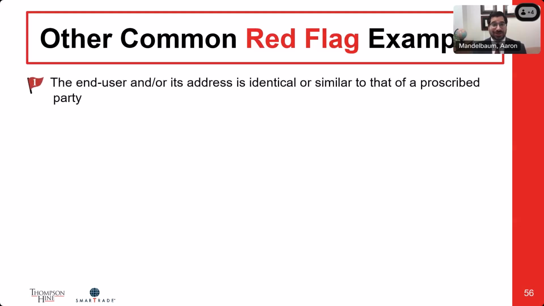If you have an end user whose address is identical or similar to that of a prescribed party, for sure you need to look into that. And when I say you need to look into that, what I'm really trying to emphasize is that red flags are not necessarily fatal to your export transaction. They just require additional scrutiny, right? They could be fatal to your transaction, but not necessarily and probably not initially.